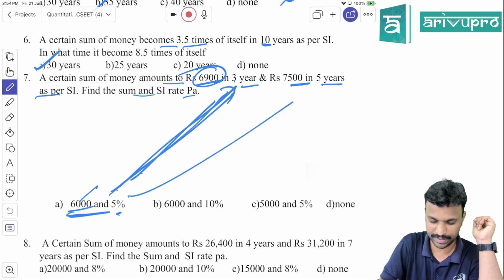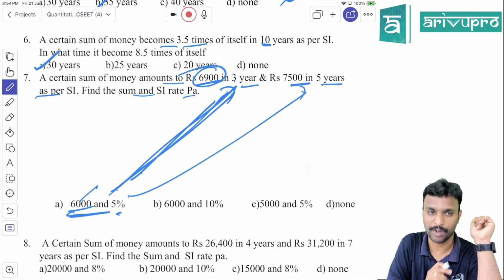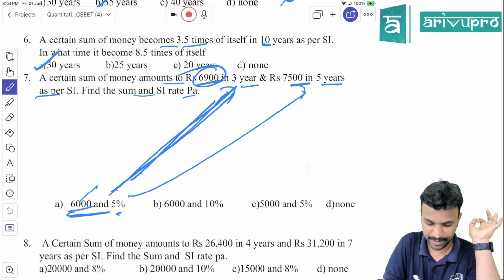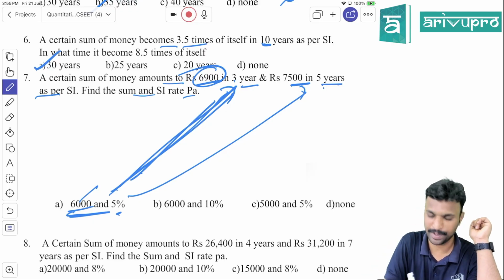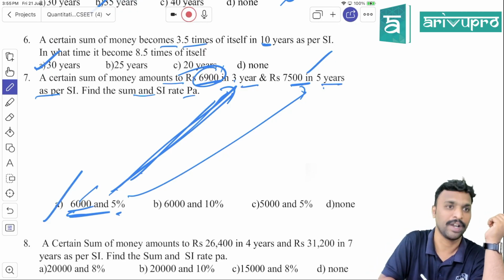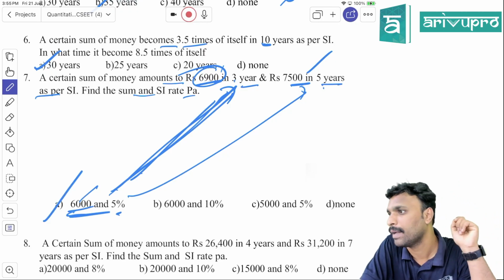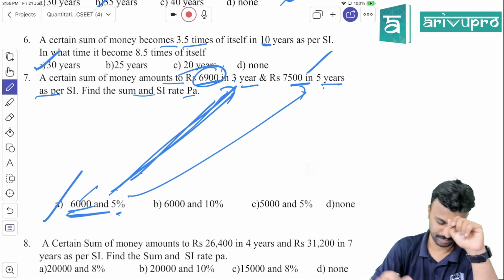Now let's check whether the second amount is satisfied. Now 6,000 principal, 5% into 5 years is 25%. 25% on 6,000 means 1,500. 6,000 plus 1,500 is 7,500. So both amounts are getting satisfied using what? The first option. Are you getting it? Everyone?